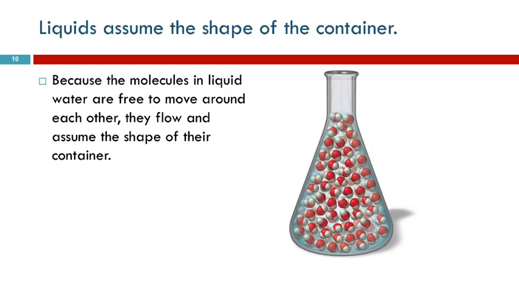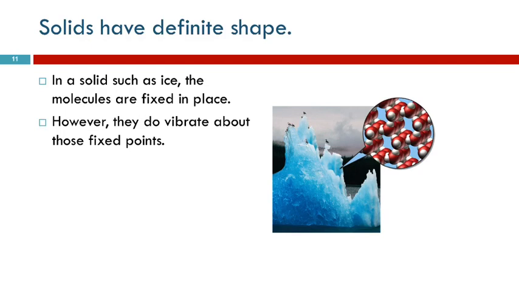Liquids can assume the shape of the container because they can slide around and move relative to each other. In a solid like this iceberg, the particles are stuck in a fixed position, and so the shape remains the same.